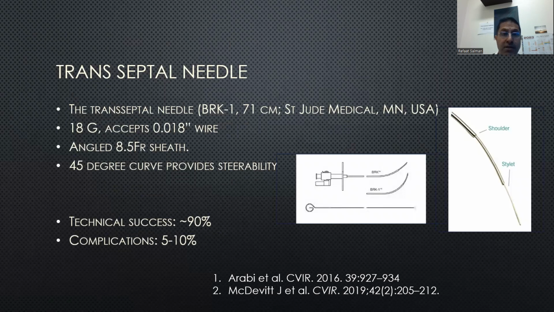The other needle is the transseptal needle, which is curved like 45 degrees, which allows maneuvering and better stability, but it is 18 gauge, and requires a 018 wire, and it comes with an angled 8 French sheath. Technical success is 90%, complication rate 5 to 10%. There are already papers published on this technique by Arabia and McDevitt.